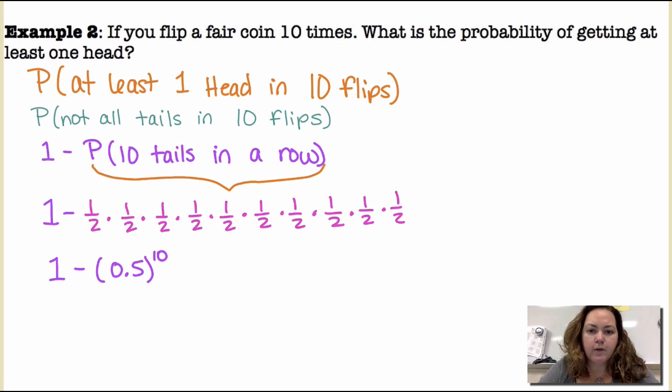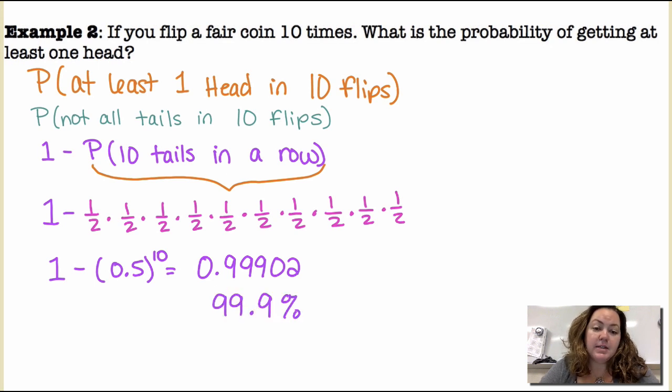Okay, and if you're using your phone, most of you have to turn your phone sideways and then look for the X to the Y or the Y to the X button on your calculator. So when I do that, I end up with 0.99902. All right, so there's a 99.9% chance, if I flip a coin 10 times, that I'll get at least one of them to be a heads. It's very unlikely to get 10 tails in a row.